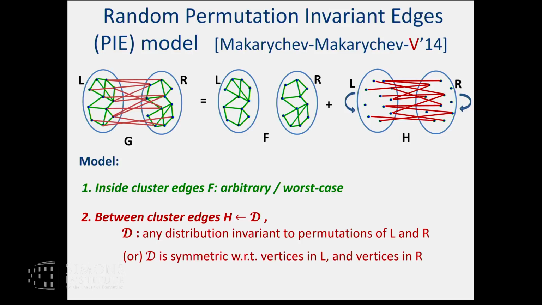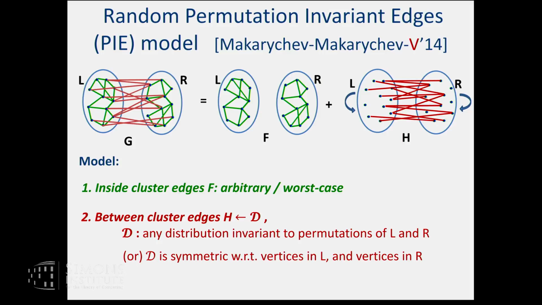What do I mean by this? I just want the graph between clusters to come from any distribution that doesn't depend on the identity of the vertices. One way of generating such a graph is to think of an arbitrary graph inside the clusters, think of an arbitrary graph between clusters, and you just randomly relabel the vertices here, and fuse the two graphs together. That's a graph that comes from a permutation invariant distribution.